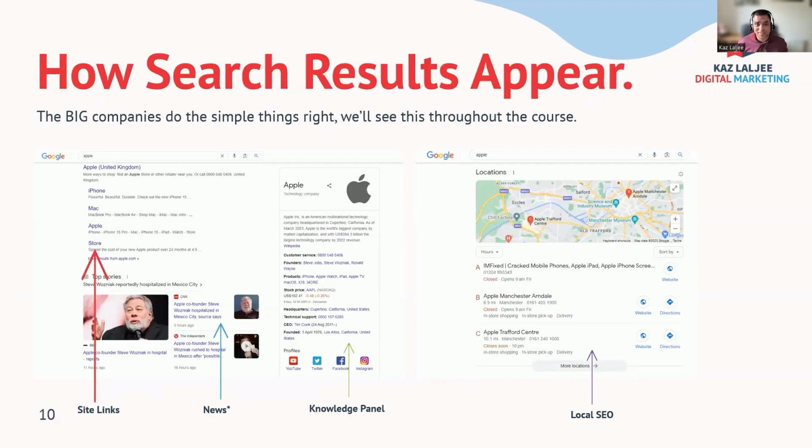So here's something we've all seen before, many times. So how search results appear. So the big companies do the simple things right. So you can see here, there's different examples here. So you can see here, we've done a search for Apple. Apple comes up here, and you can see these different things that we're going to talk about later. There's site links here, the different things that people find important. There's news. There's what we call the knowledge panel. And there's also what we call local SEO. So if I've typed in Apple, then I've scrolled down here, I'm being told about the local Apple stores in my area, how far they are.